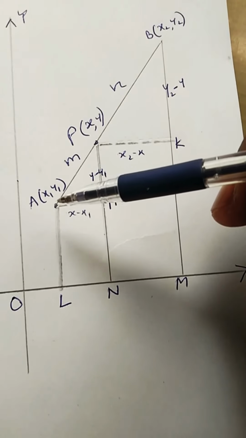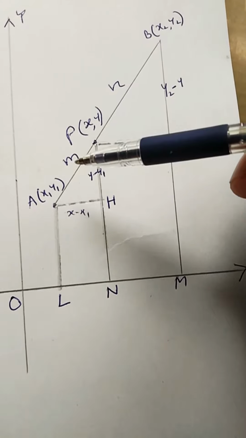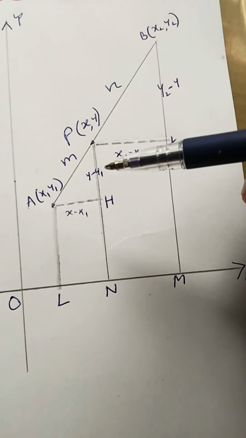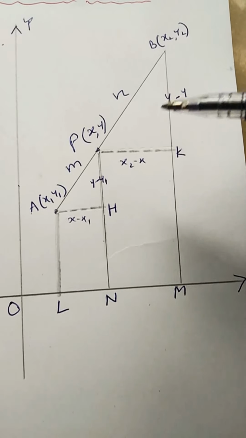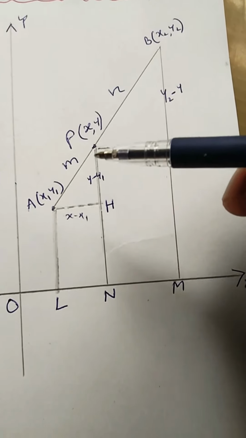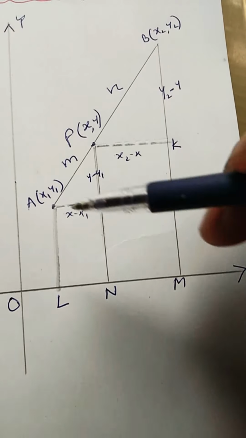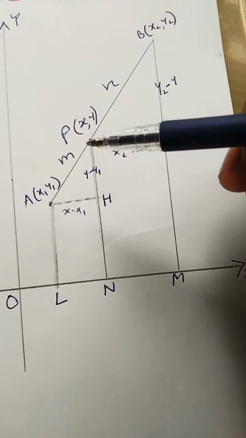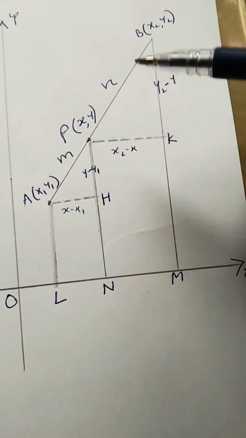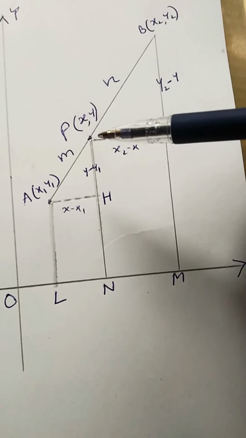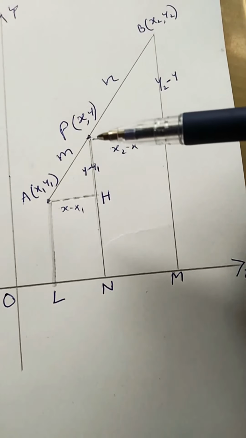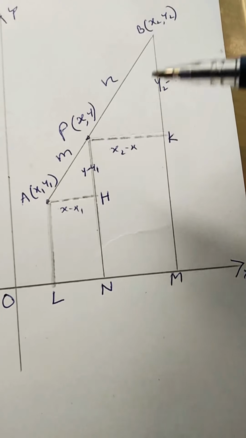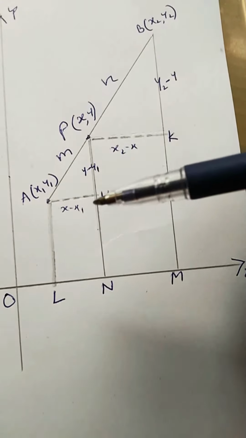And moreover, this ratio AP is to PB we also have as m is to n. Now if we see, these two triangles are similar. How are they similar? Because the angles are equal. We can see these two lines are perpendicular to the same line, and they are also perpendicular. That means these angles are 90 degrees, so they are equal. And then these two lines are parallel as they are perpendicular to the x-axis, so these two angles will also be equal. They will be corresponding angles. So two angles of two triangles equal means by AA similarity, triangle BPK and triangle PAH will be similar.